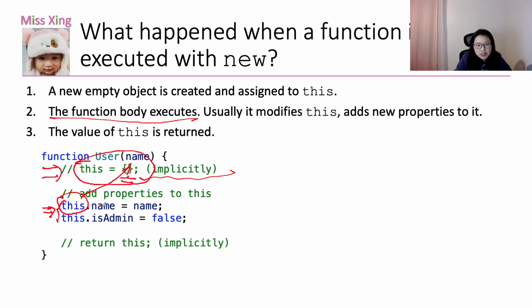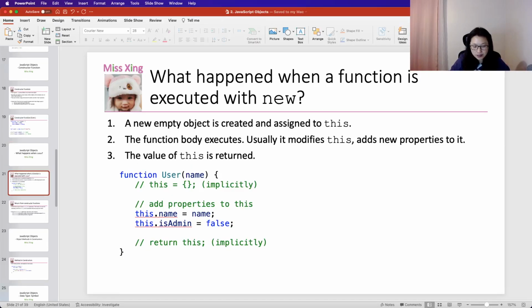So the name property is added on this empty object. And at the end, implicitly, the value of this is returned. So we will say this is going to be returned implicitly. That's why in the last video, when we had a demo on John, you will see name is John, and you will see isAdmin is false.